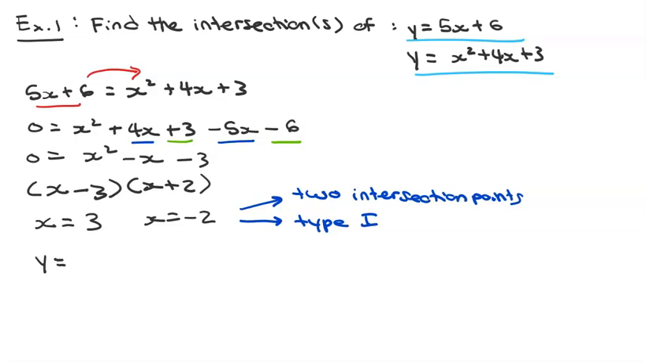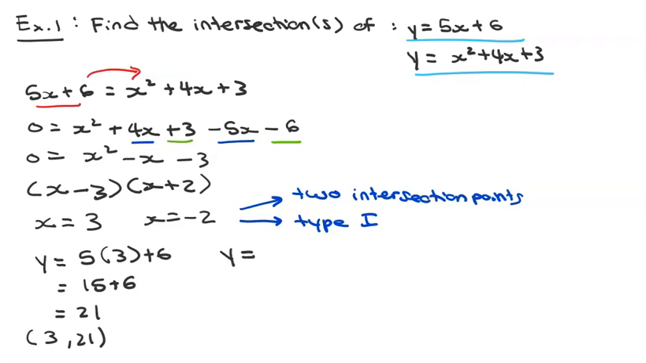So I'm going to say y is equal to 5, and I'm going to substitute in x equals 3. So we have 5 times 3 plus 6. 5 times 3 is 15 plus 6. That's 21. So that we have one solution at 3, 21. And then I'm going to substitute my other x value in. So I say y is equal to 5 times negative 2 plus 6. 5 times negative 2, that's negative 10 plus 6. Negative 10 plus 6 is negative 4. So we have another solution at negative 2, negative 4.